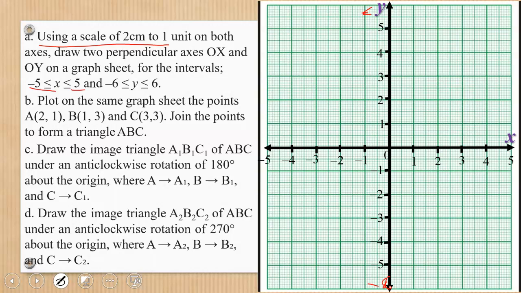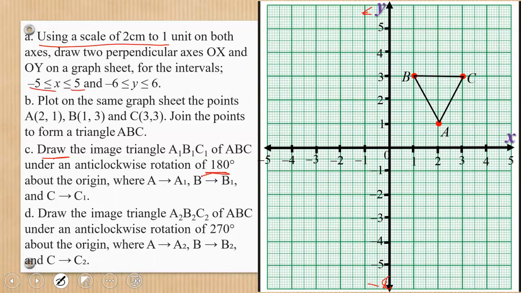So A is (2, 1), so we plot (2, 1). B is (1, 3). We plot (1, 3). And C is (3, 3). So we plot (3, 3). Then we join them together. Now we have to draw the image A1, B1, C1 of rotation 180 degrees, where A maps to A1.